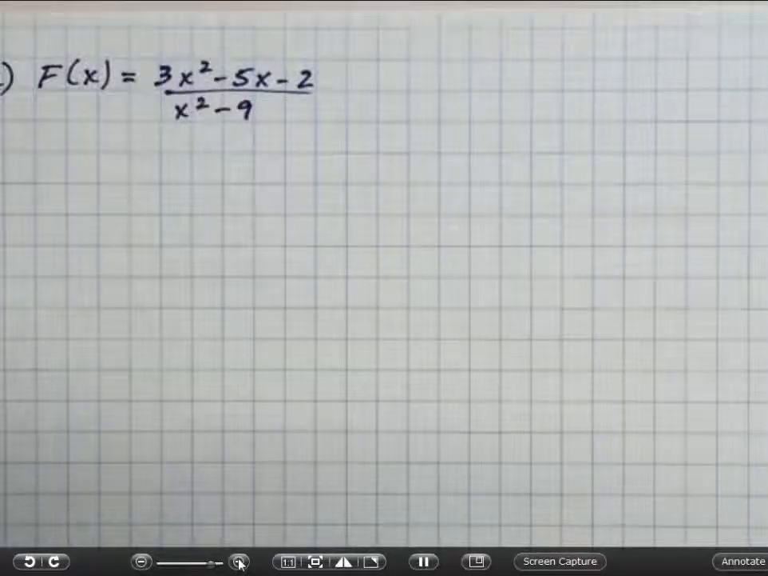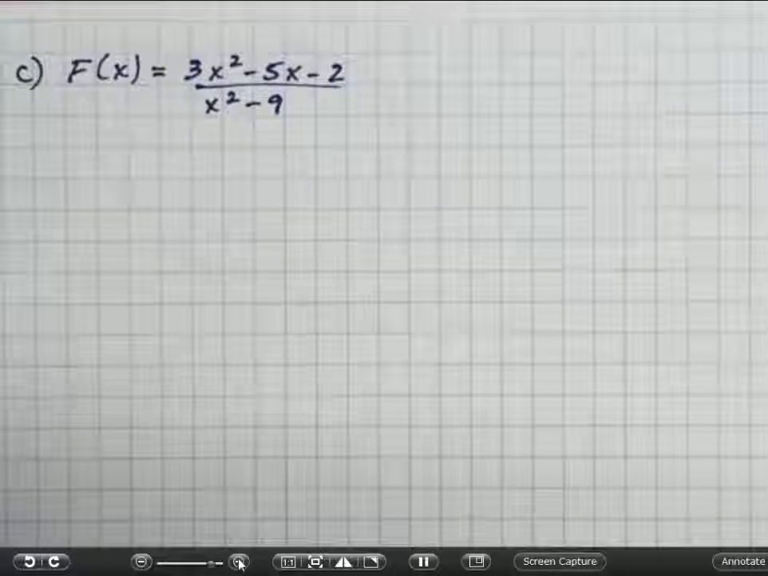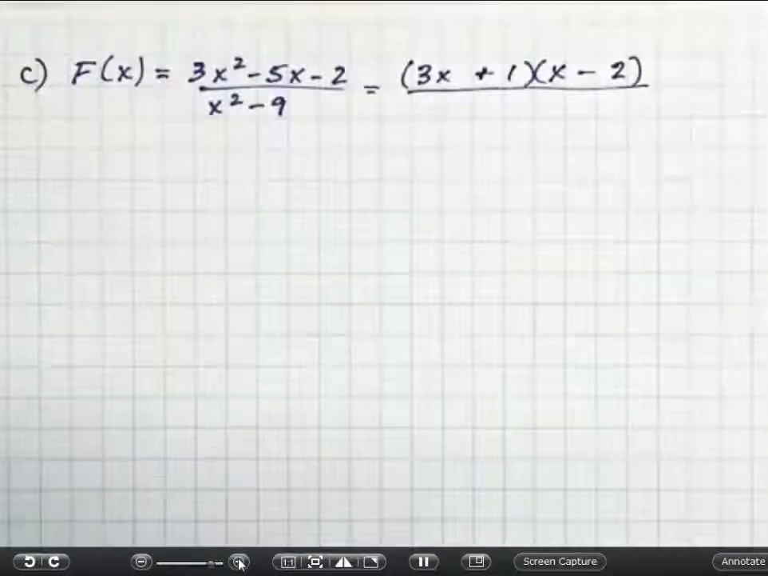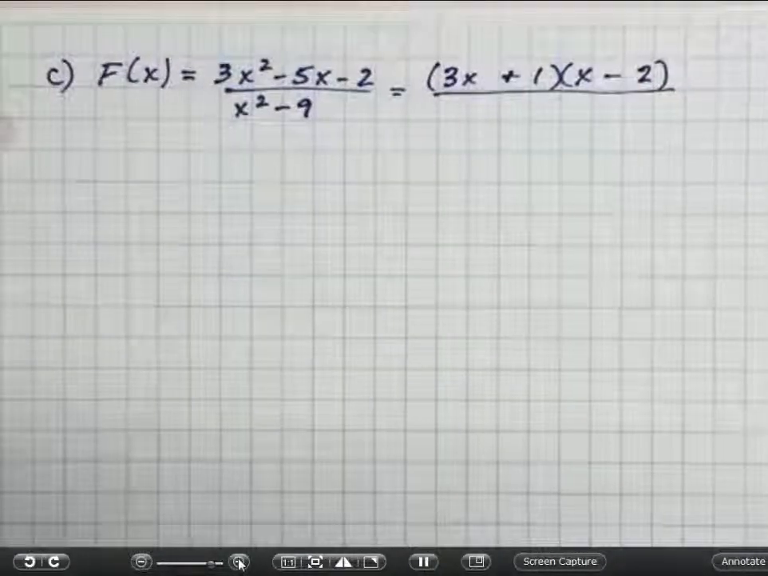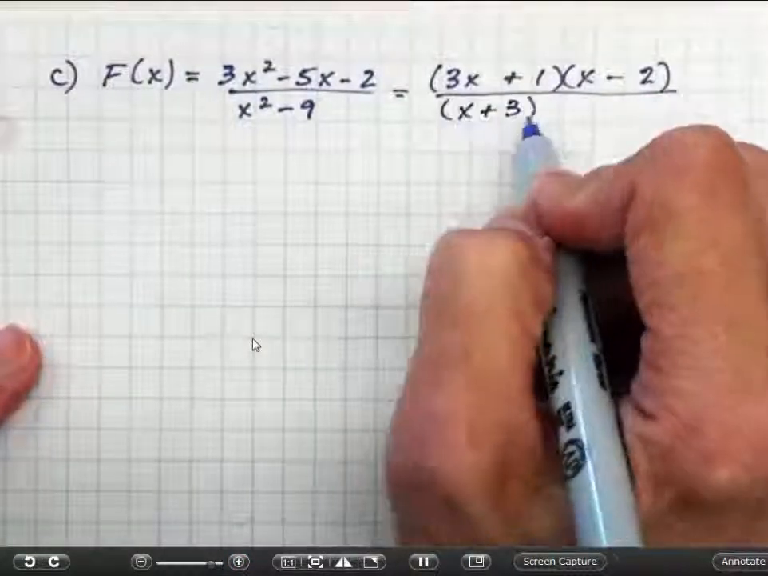Okay, so we have this function right here, f of x is equal to 3x squared minus 5x minus 2 over x squared minus 9. And we need to, first step, factor the numerator and the denominator. So we're going to go ahead and do that. The top one's a little bit tricky to factor, and then the denominator, when we factor it, what do we have? Difference of two squares, x plus 3, x minus 3.